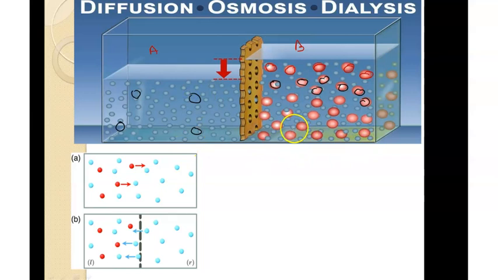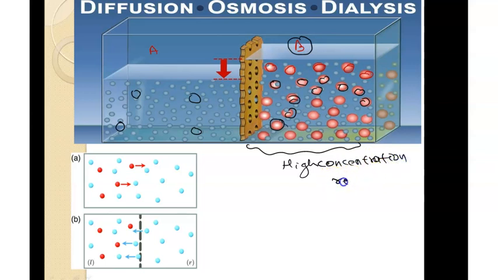But the number of water particles in this cell, cell B, is high. That means this is my high concentration region, because I have a high amount of water. And here I have a less amount of water particles, so I can call this my low concentration region.